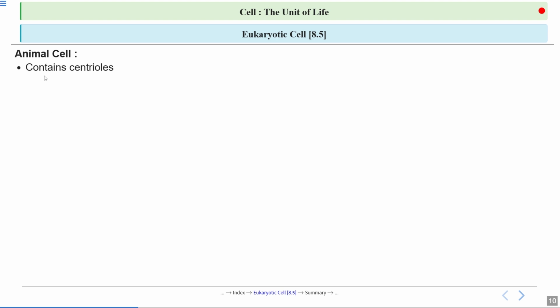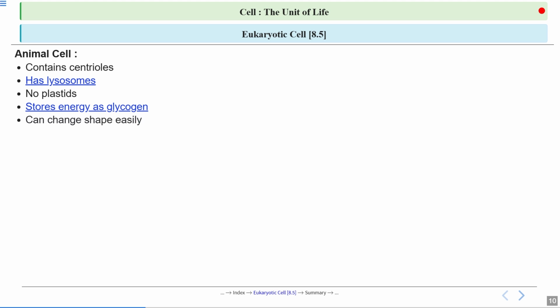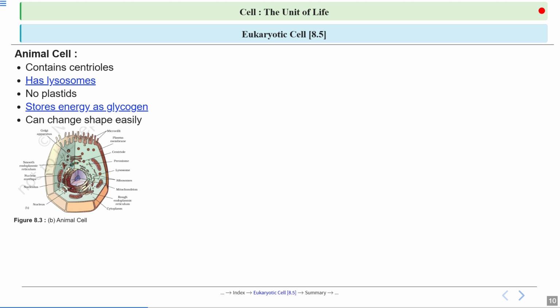Now, animal cell, they contain centrioles. Plant cell lack centrioles. They have lysosomes, but they don't consist of plastids. Now, reserve food material in animal cell is glycogen. So, the animal cells store energy in the form of glycogen. Now, they can change their shape easily because there is no cell wall present, only cell membrane is present.